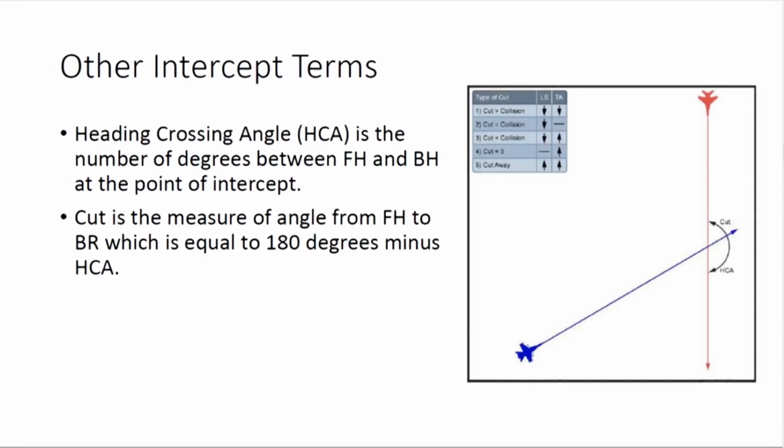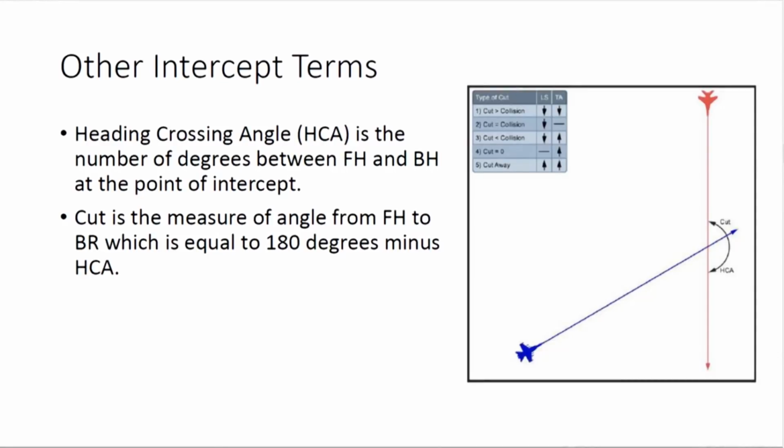We will pass behind the bandit. The bandit will be turning his head increasingly to the right here, watching us pass behind him in that case. If cut equals 0, essentially, we're parallel to the bandit. Lateral separation will be constant. Target aspect will be increasing. The enemy bandit will be watching us pass in parallel off to his right, turning his head to the right.